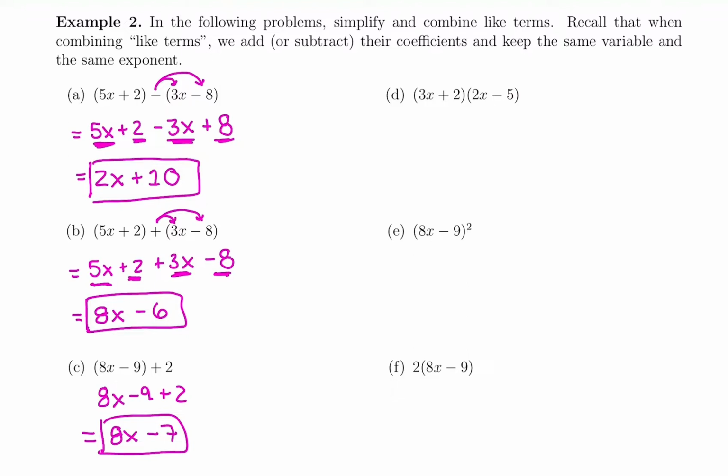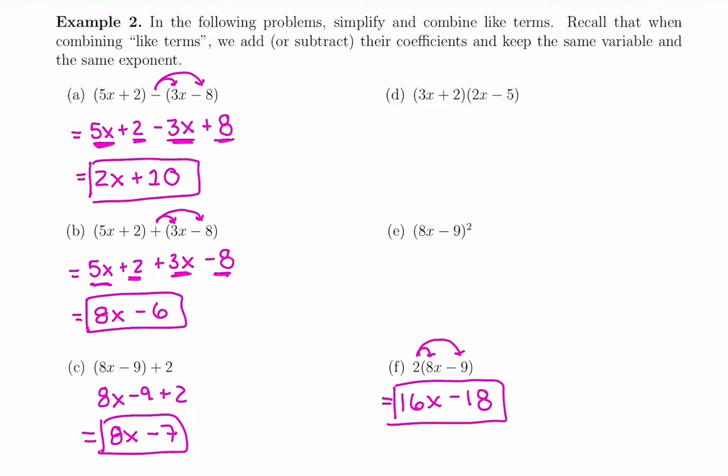And the next one, we have some multiplication. So let's start off with letter F, actually, because that's the simplest multiplication. We're just going to distribute that 2 into both of those terms. So 2 times 8x gives me 16x, and 2 times negative 9 gives me negative 18. Distributing just the 2 to both terms.